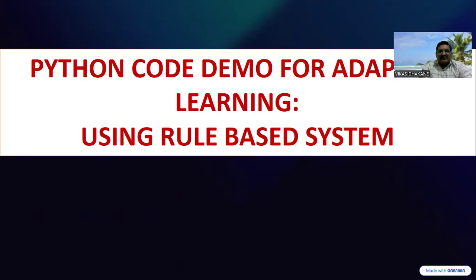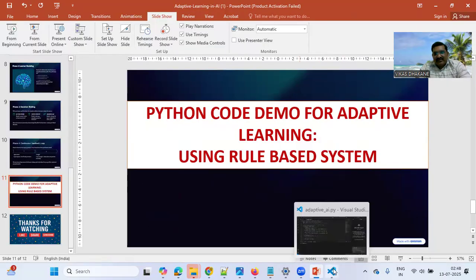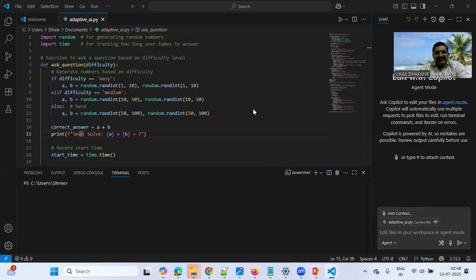The same kind of things we are trying to implement using some Python code. Now let's move towards that. So this is my Visual Studio. Here we have written some simple code. In this code we have not implemented any AI model, but here we have tried to implement it using a rule-based system.